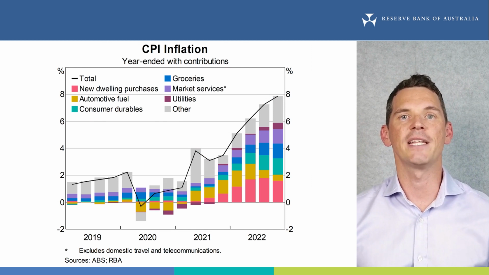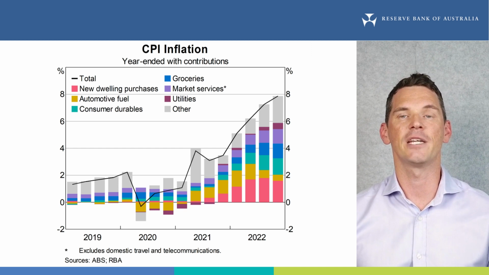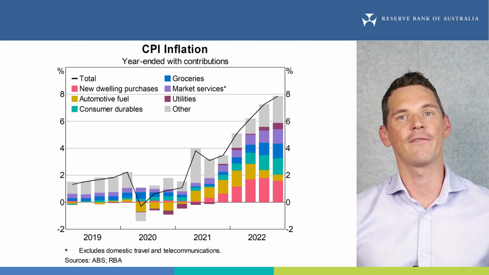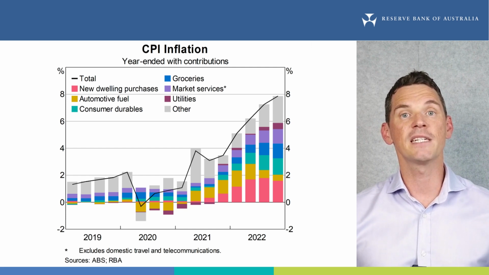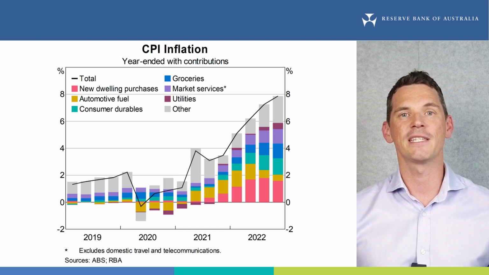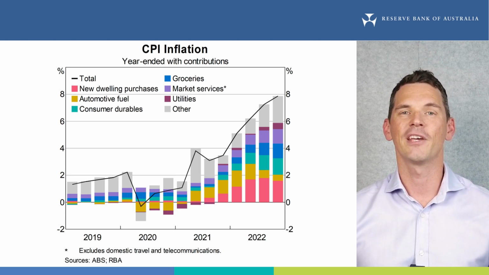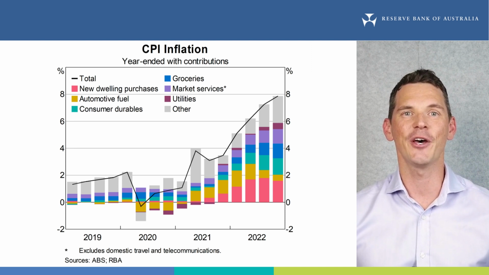Inflation in Australia remains high and broadly based, but is likely to have peaked at the end of 2022. Global factors explain much of this high inflation, but strong domestic demand, a tight labour market, flood-related disruptions, and capacity constraints have also played a role. Keep watching as we unpack these drivers further at the end of this video in our special focus slide.